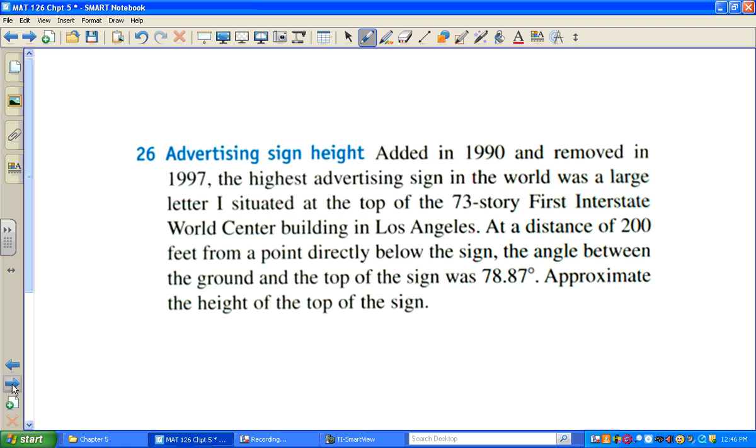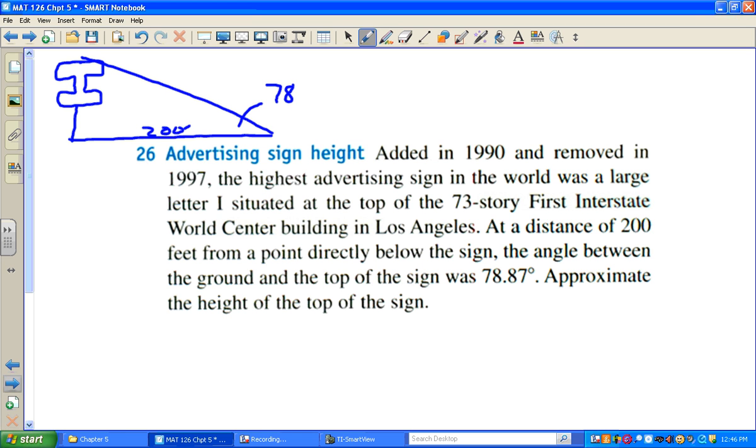Well, we're going to change our picture just a little bit. 200 feet. The angle between the ground and the top of the sign was 78.87 degrees. Approximate the height to the top of the sign. What the heck?